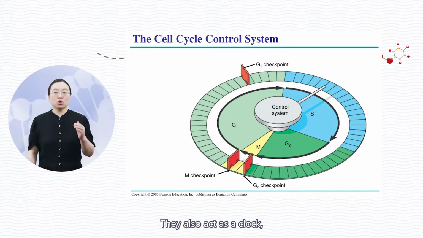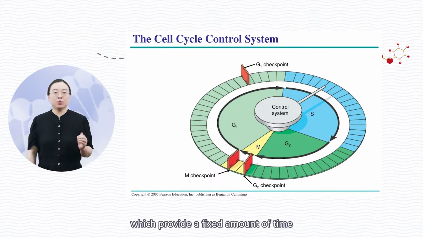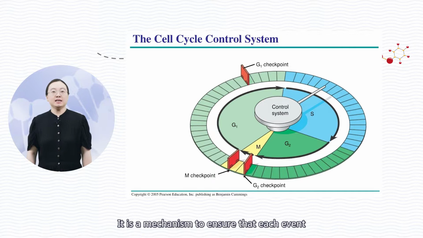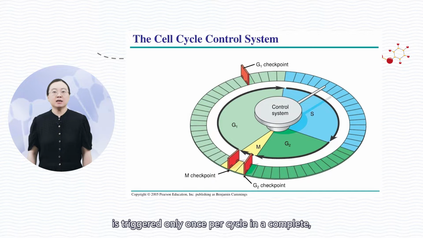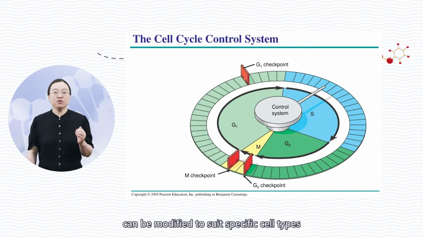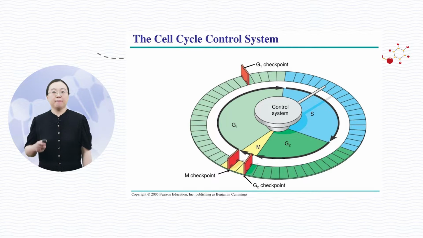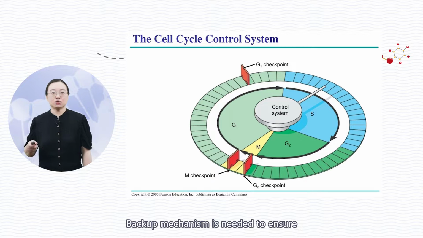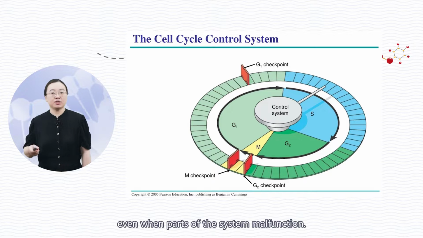They also act as a clock or timer that turns on each event at a specific time, which provides a fixed amount of time for the completion of each event. It is a mechanism to ensure that each event is triggered only once per cycle in a complete, irreversible fashion. Adaptability is necessary so that the system's behavior can be modified to suit specific cell types or environmental conditions. A backup mechanism is needed to ensure that the cell cycle can work properly even when parts of the system malfunction.